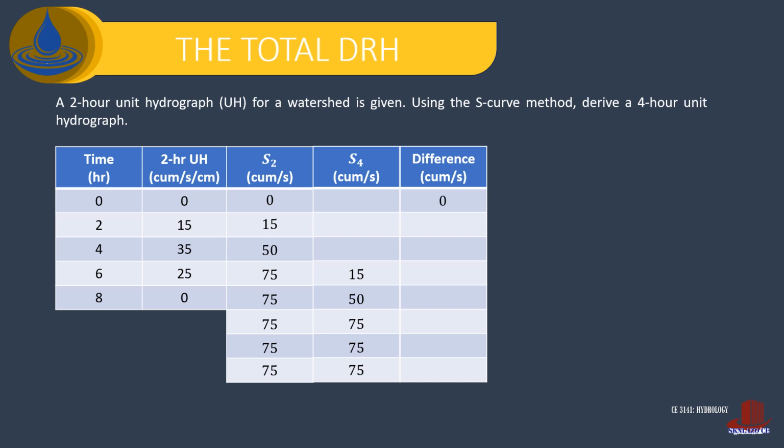At T0, the difference is 0. At T2 it is 15. And at T4, the difference is 50. Then at T6, there is 75 minus 15 giving 60, followed by 75 less 50 or 25 at T8. The succeeding values remain 0 at T10, at T12, and also at T14. We have already completed the total direct runoff.